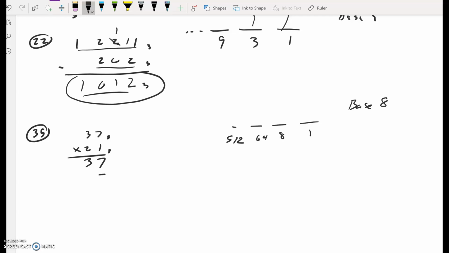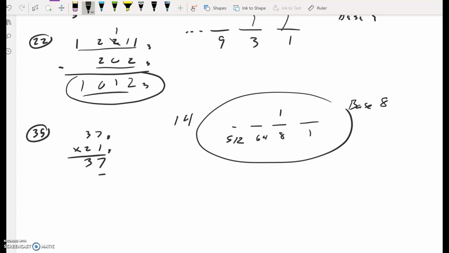Now 2 times 7 is 14, but 14 is a base 10 number. We're not going to write down a 14. Instead, we're going to come over here and try to figure out what the heck 14 is. 14 is one of these 8s and 6 of these 1s. So 14 in base 10 is 1 6 in base 8, and we need the 1 6. We're writing stuff in base 8. So we're going to put down the 6, and then we're going to carry the little 1.